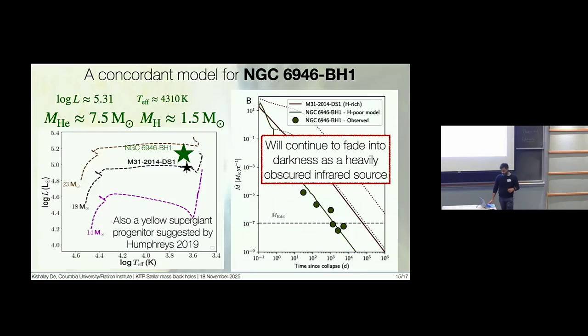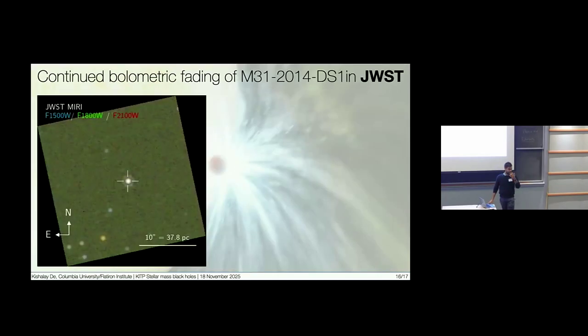Turns out that a few months ago we got JWST data on the M31 object because it's so nearby. So this is this M31 source seen in JWST, also a bright mid-infrared source, no surprise. But what we were predicting in the model was that this source also will continue to fade over time as it just disappears into darkness, as the black hole slowly eats up the star.